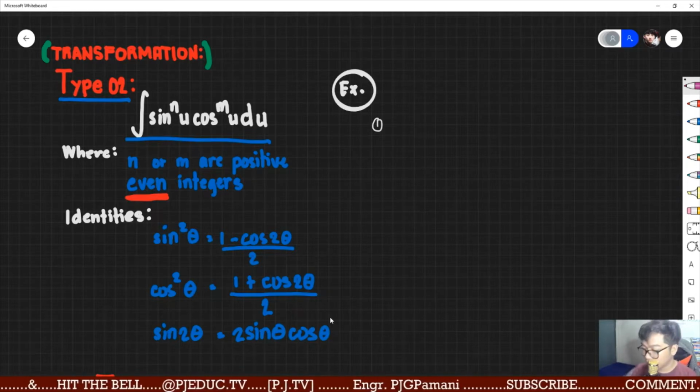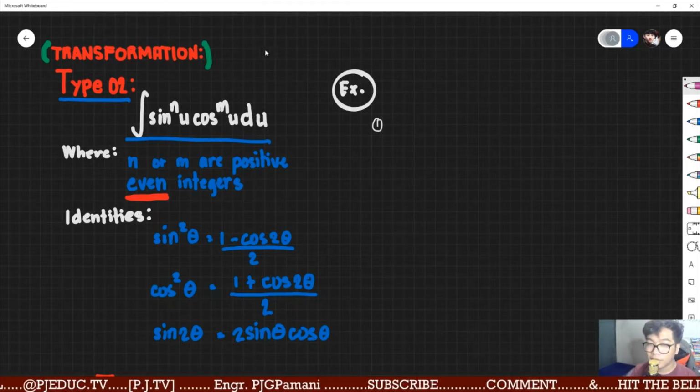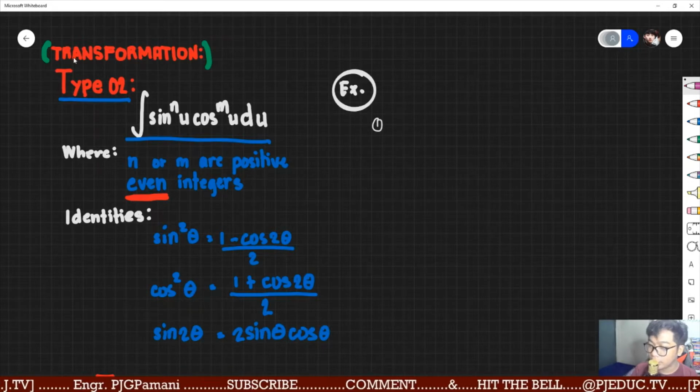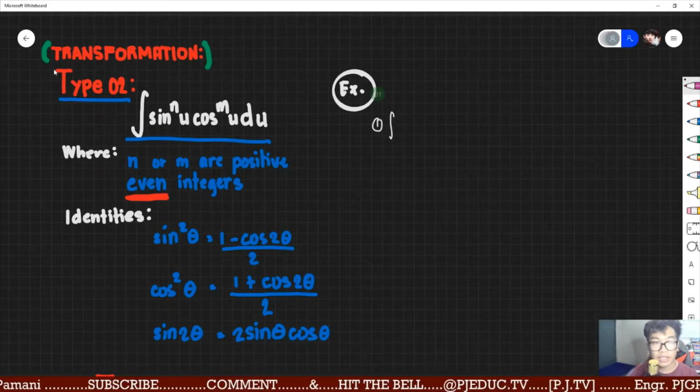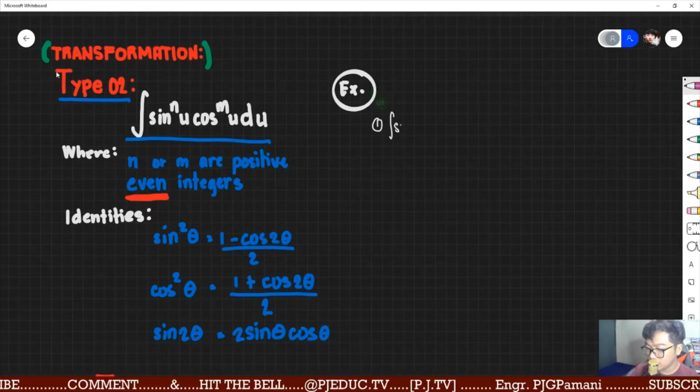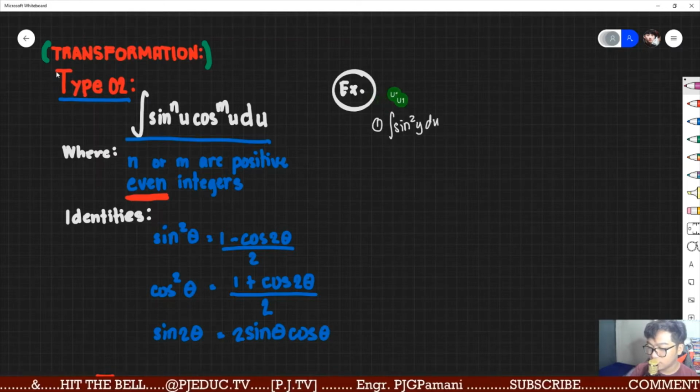So with that said, let's try an example involving type 2 transformation of trigonometric functions. What if you're now asked to evaluate the indefinite integral of sine squared y dy?